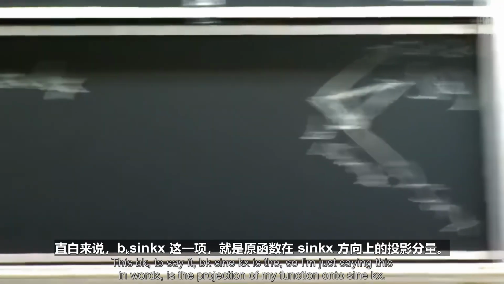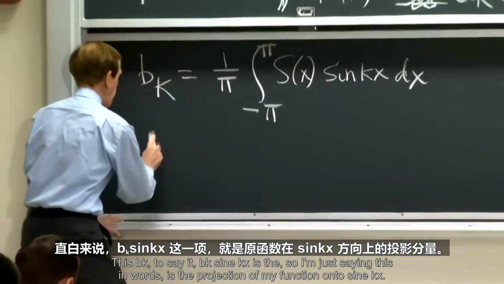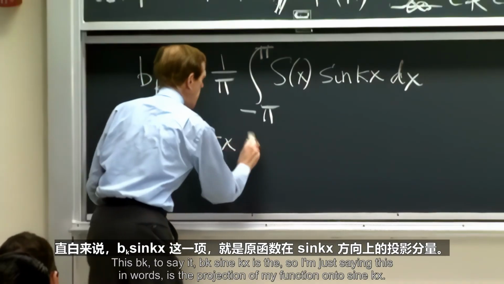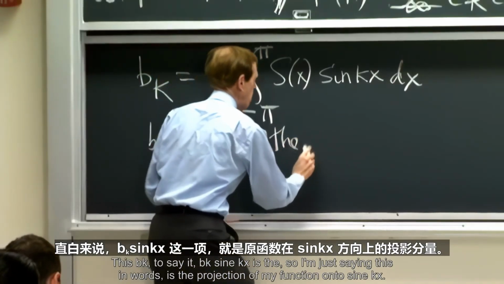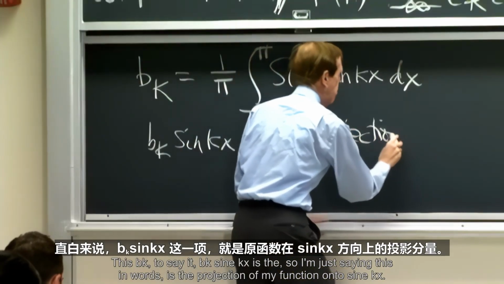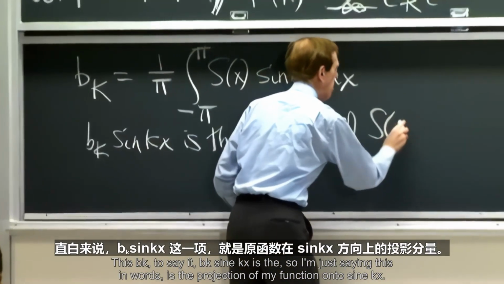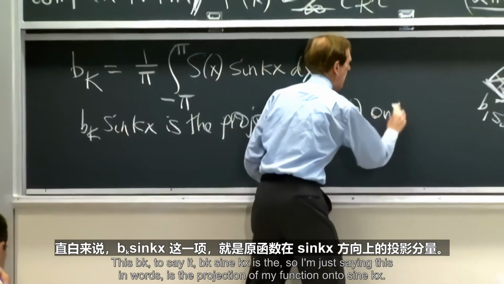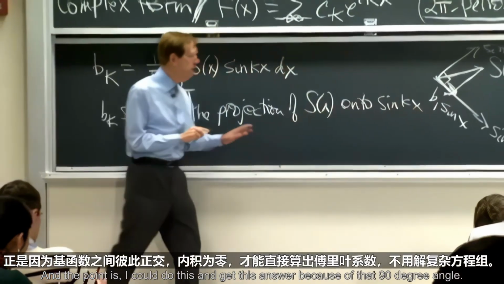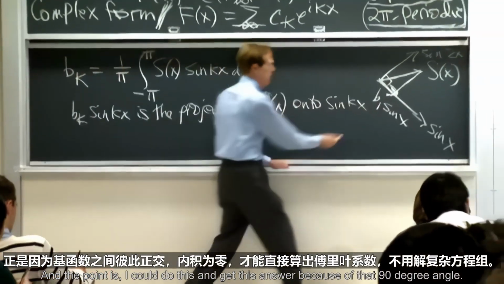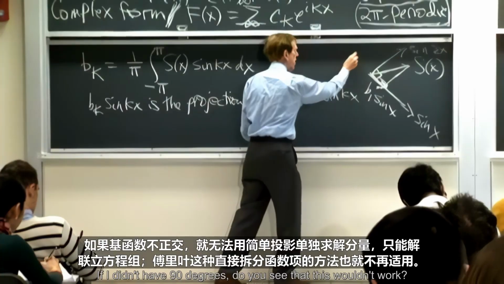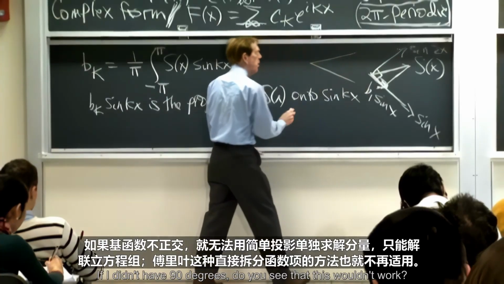This bk sine kx, so I'm just saying this in words, is the projection of my function onto sine kx. And the point is, I could do this and get this answer because of that 90-degree angle. If I didn't have 90 degrees, do you see that this wouldn't work?